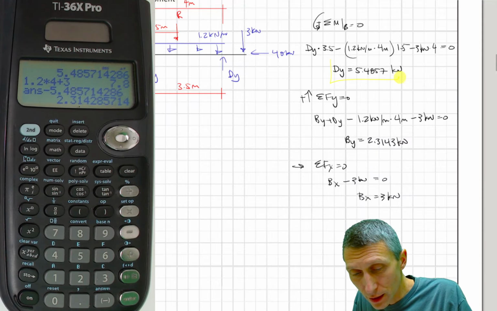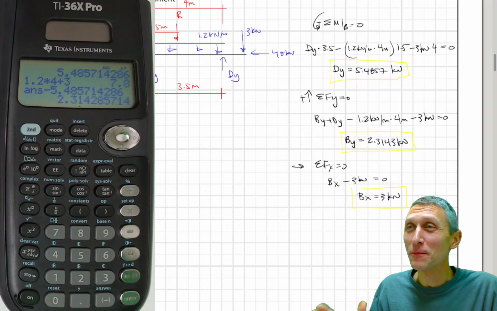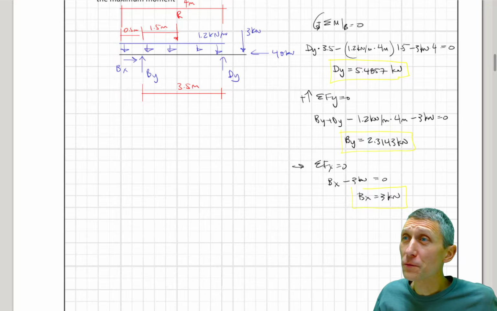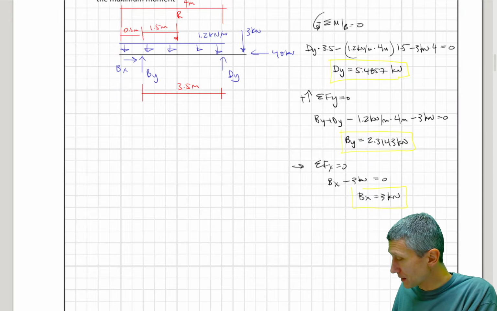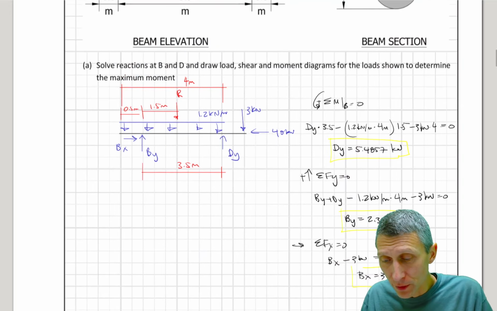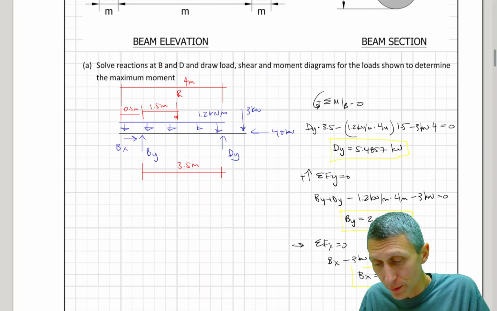So these are our three answers. That's 3 numbers. That's 3 things, not 4. Okay, so we got 3 things, and these are our 3 answers there. So hopefully reactions you're golden on, and hopefully this makes a little bit of sense, and you can get to this level. Now we're not done. What this asked for was the reactions B and D and the load shear moment diagrams.